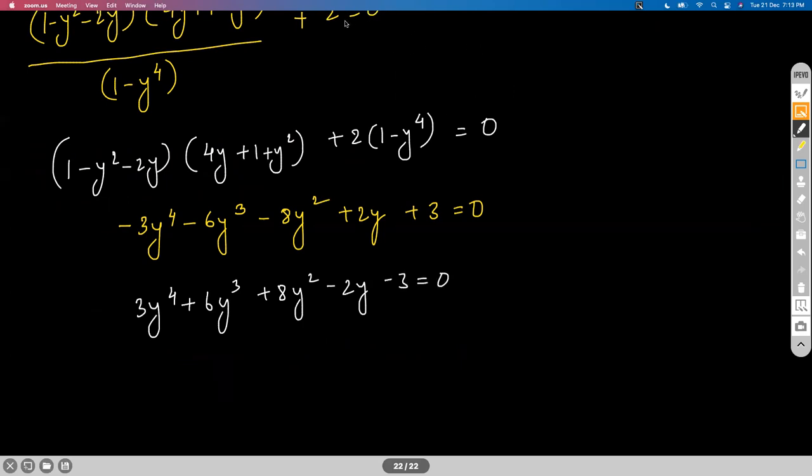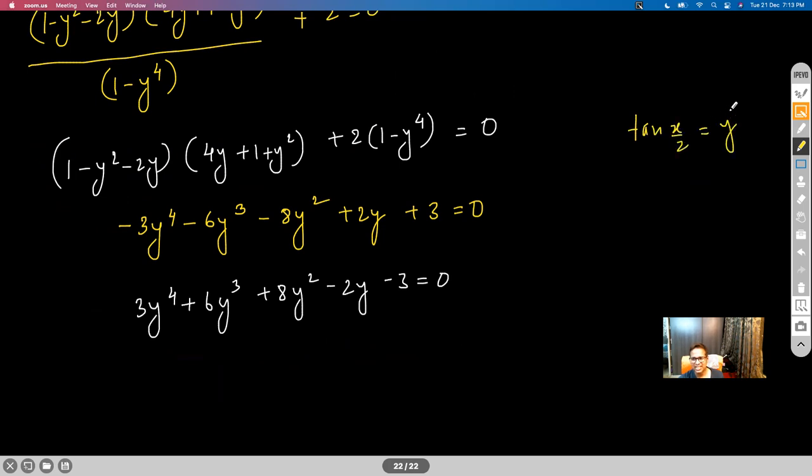Now this is again a trick which I'm giving you, and many times it works. Since you have put tan x by 2 as y, think of those values of y which can be obtained from tan of certain known angles. Like y could be 0, in fact, but in this case, 0 will not work. It could be 1 by root 3, minus 1 by root 3, root 3, minus root 3. So these are some generic values that we know for tan.